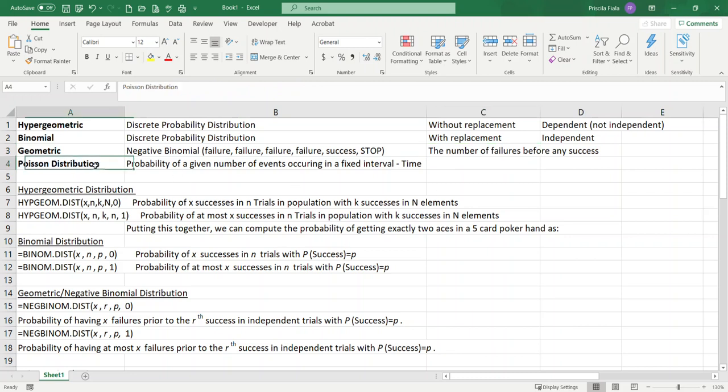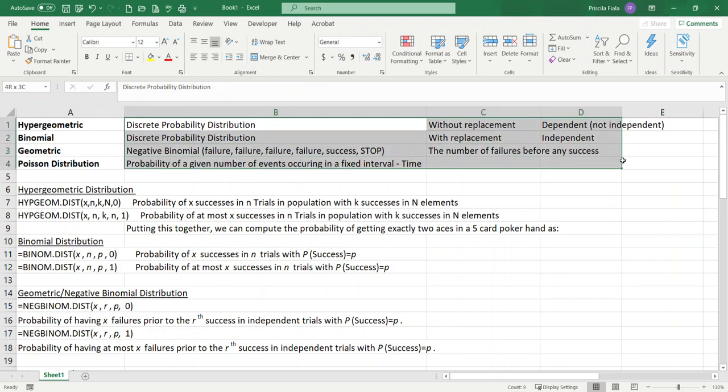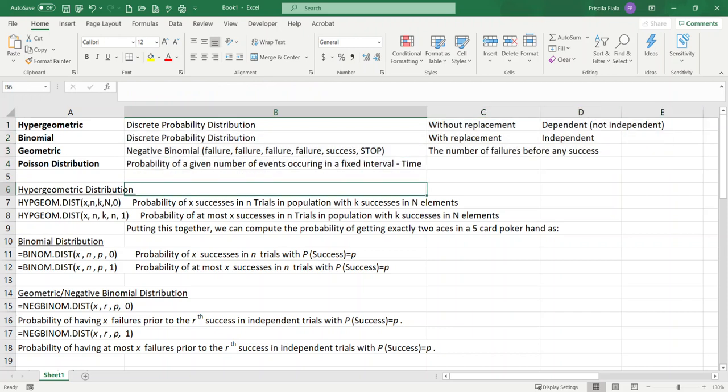And the last is going to be the Poisson distribution, which is the probability of a given number of events occurring in a fixed interval of time. For example, I'm looking for this event to occur in a 15-minute period of time. None of this is going to make any sense until we test it. Let's go back to your book.